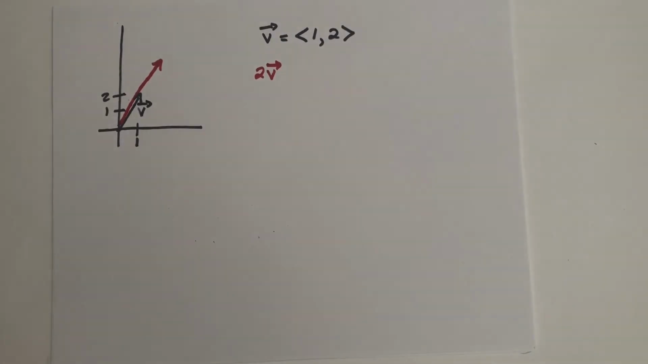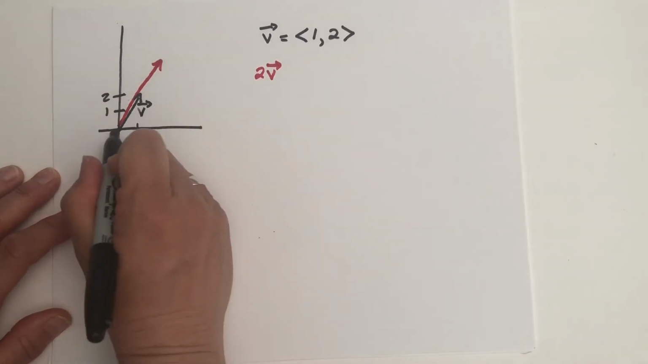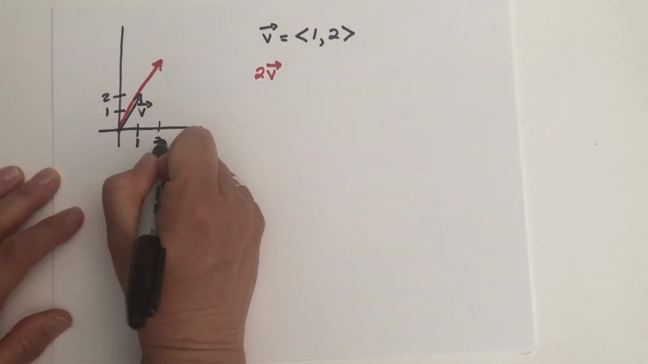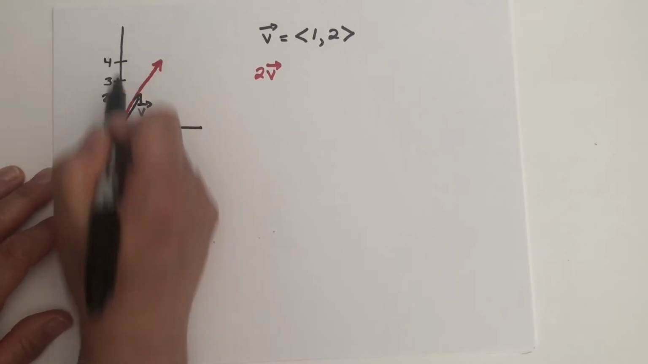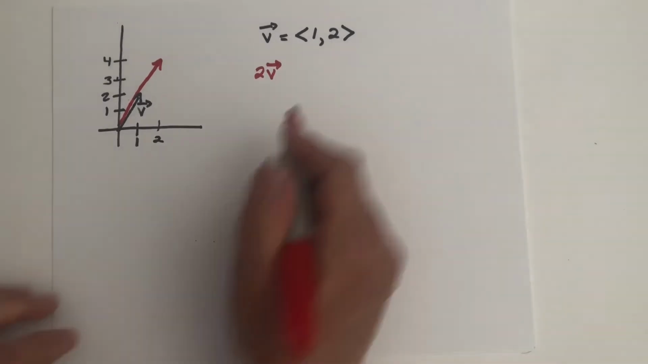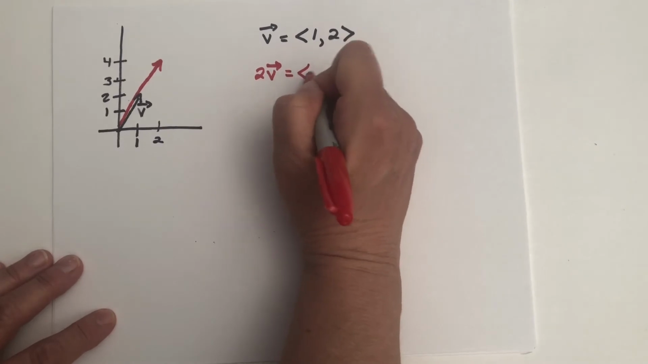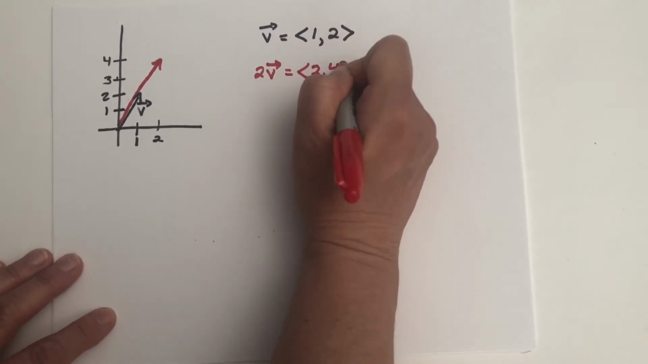Now let's look at what it looks like on the picture. If this is 1, this would be 2. This is 2, that would be 3, and this would be 4. And notice it looks like our vector is 2, 4.